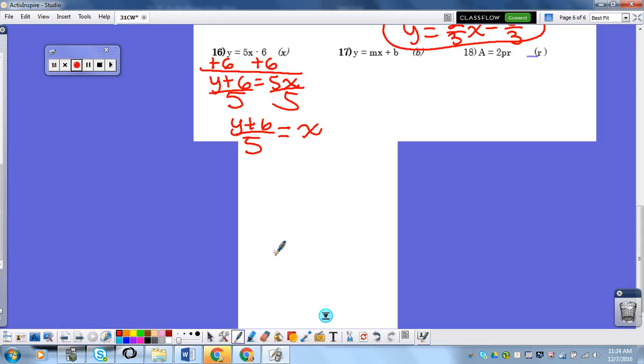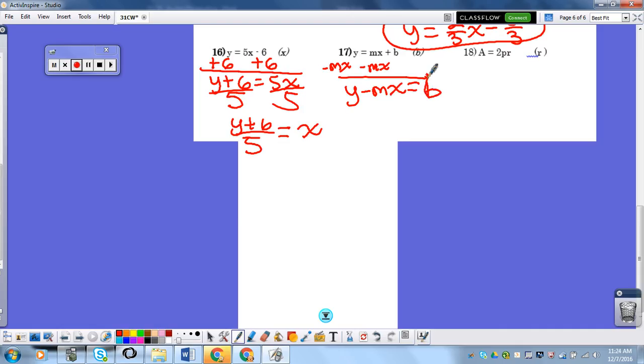And number 17, y equals mx plus b. That is the slope-intercept form. You want to get your b by itself, your y-intercept. So I am going to add or subtract the mx. It's positive, so I'm going to subtract. So y minus mx is equal to b. Yay, b is by itself.